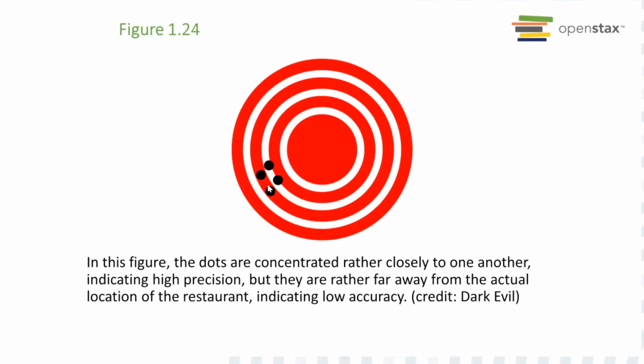Now, in this one, they're not close to where the actual restaurant is, but they're really close to each other. So this would be high precision. It's giving you something very close to the same thing every time, but it's not accurate because the restaurant is at the middle of the bullseye. So it's not close to where it really is. You can think of measurement accuracy and precision as similar to trying to hit the bullseye. If you get right on the bullseye, you're both accurate and precise. If you're right around it, not the same, then you might be pretty accurate, but not quite precise. Or you could be very precise, but completely off, not very accurate.